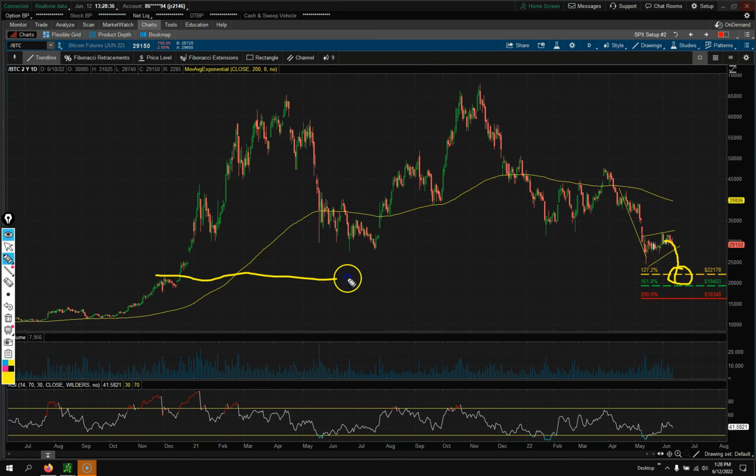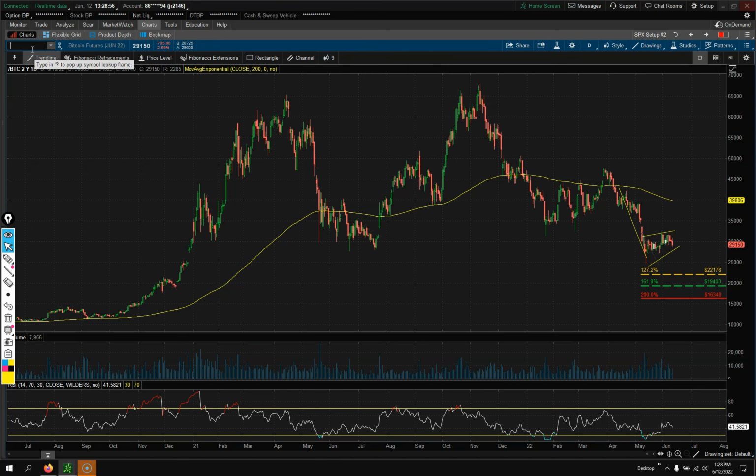That was the prior highs. That's what I've been calling for a long time on Bitcoin. So we will see if that actually resolves itself to the downside. Might do it this week, might take a couple weeks.